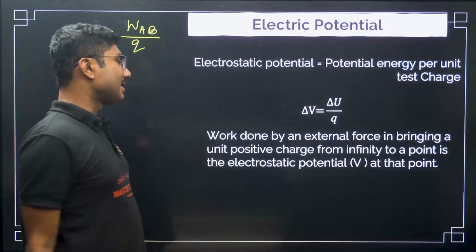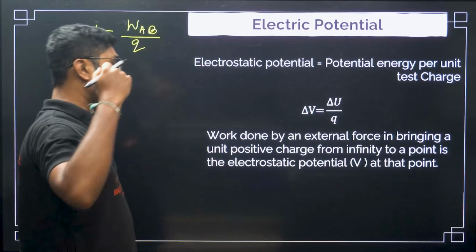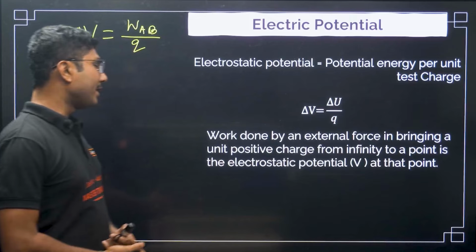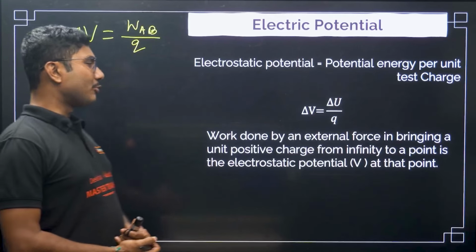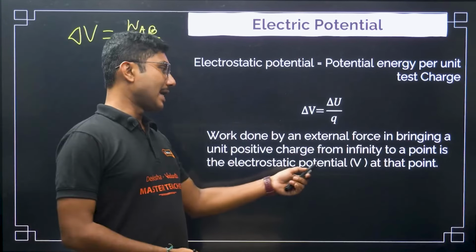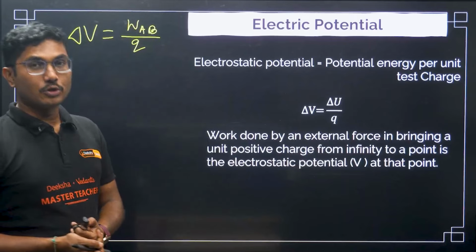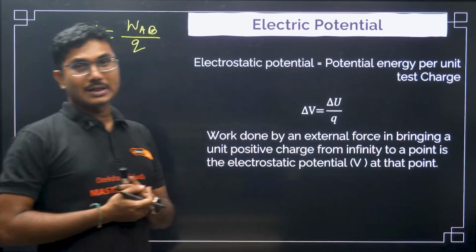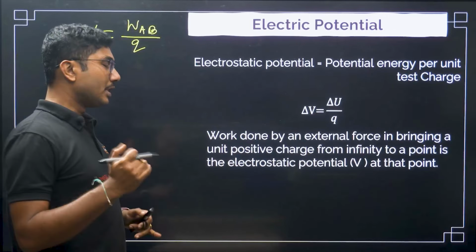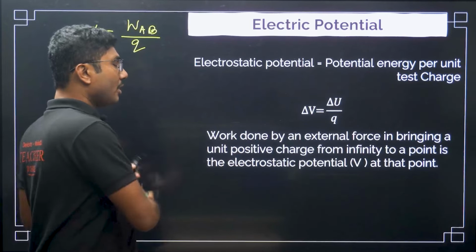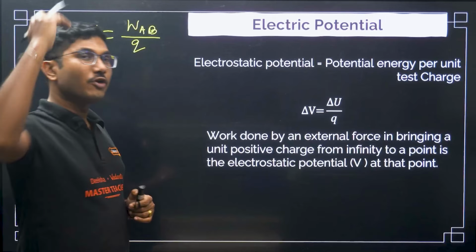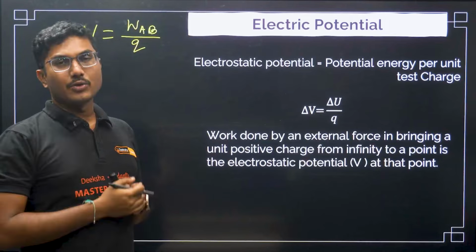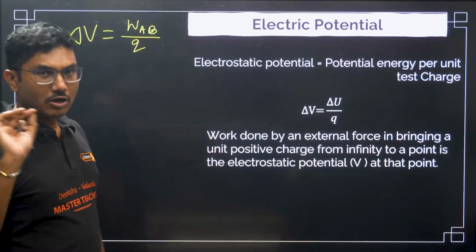Work done by an external force in bringing a unit positive charge from infinity to a point is the electrostatic potential at that particular point. It is the absolute potential, the definition of absolute potential. And the derivation is there. We will do the derivation in the 2, 3, 5 marker section, so don't forget to watch that as well. So basically when you bring a unit positive charge from infinity to a point in an electric field, whatever work you are doing, that is called the potential of that point.